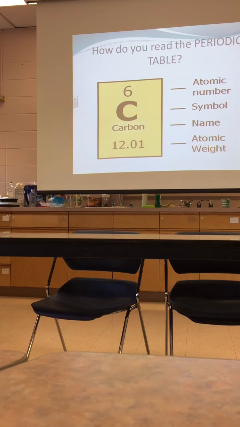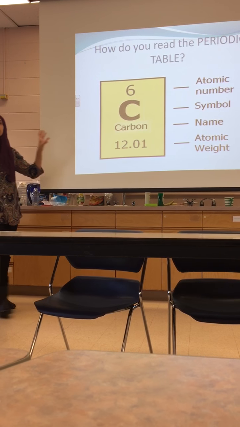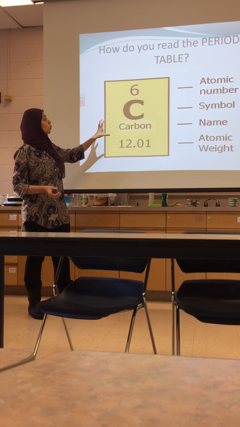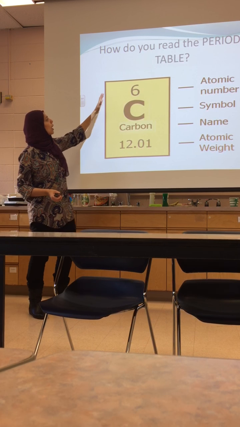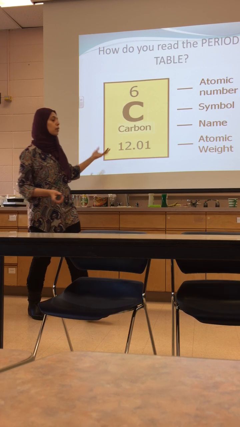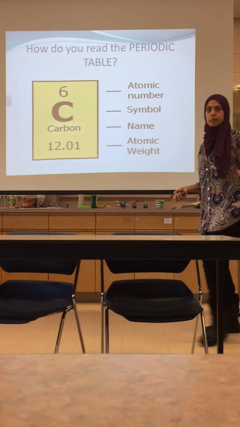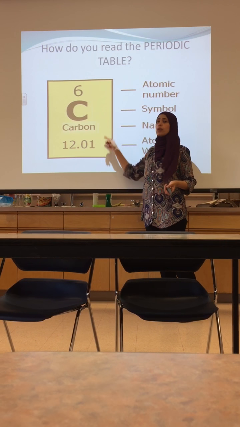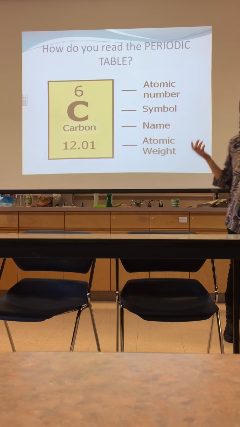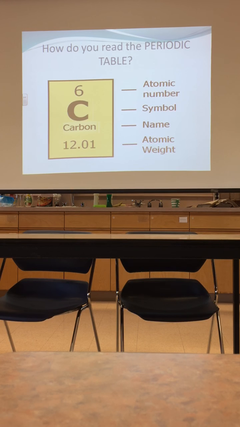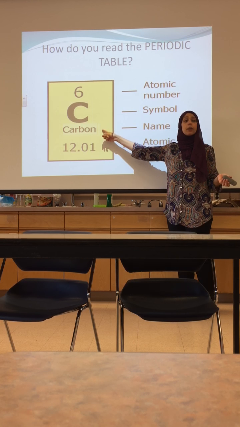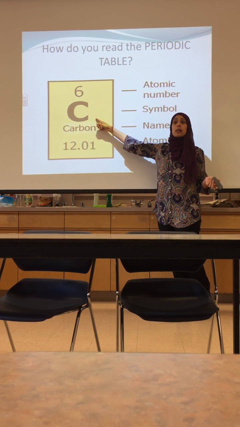Okay. If we want to focus on one particular element in the periodic table, I have this particular example, which is carbon. If I want to identify the different components in that box, what can I see here? I can see a letter, I can see a name, and I can see two numbers, right? What does this mean? Any thoughts? So, this element is called carbon, and the symbol is C.